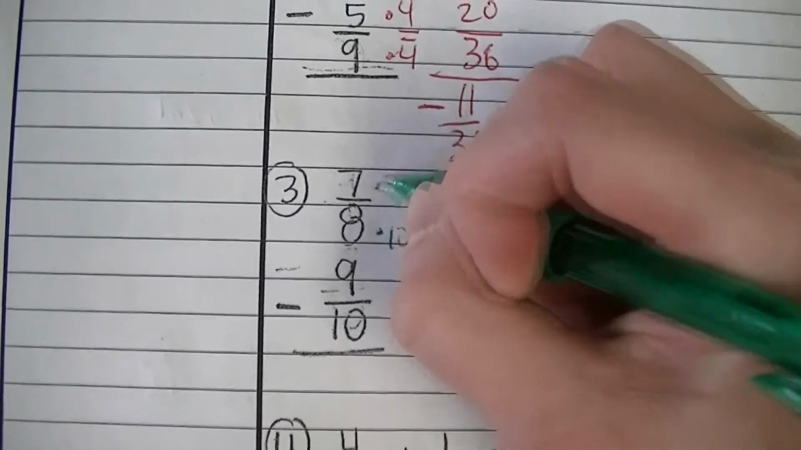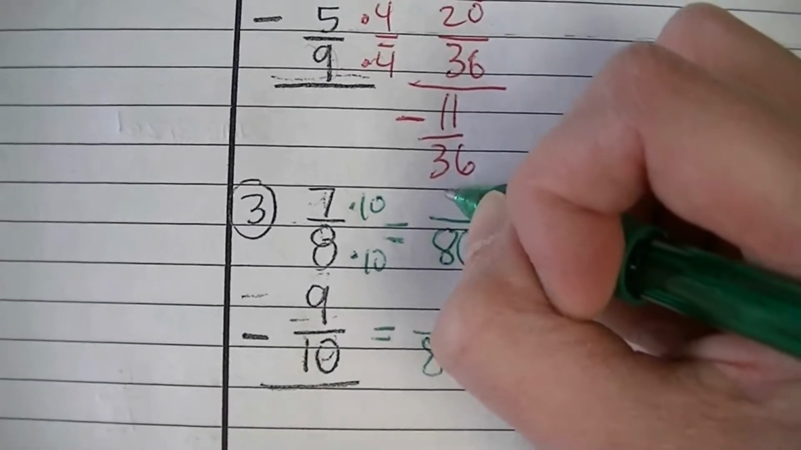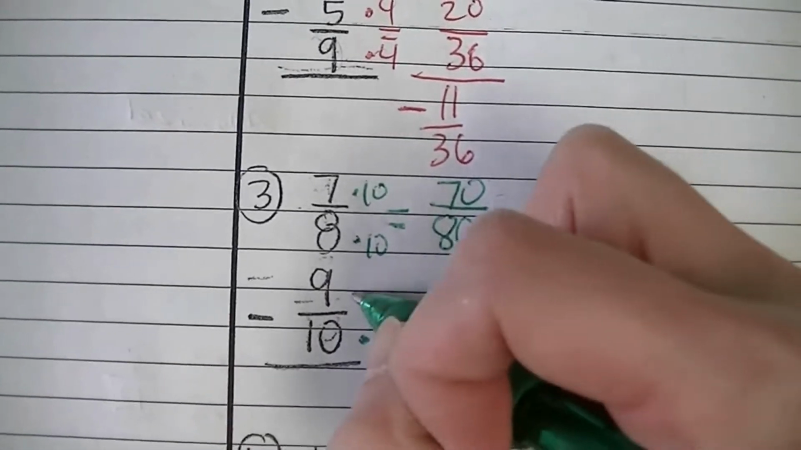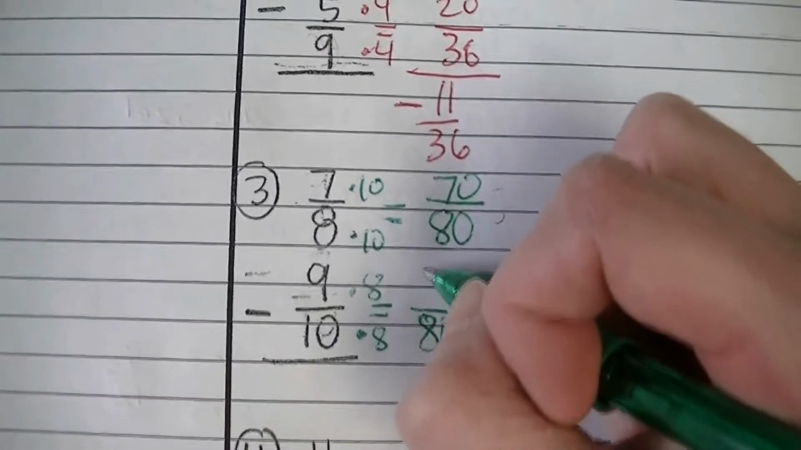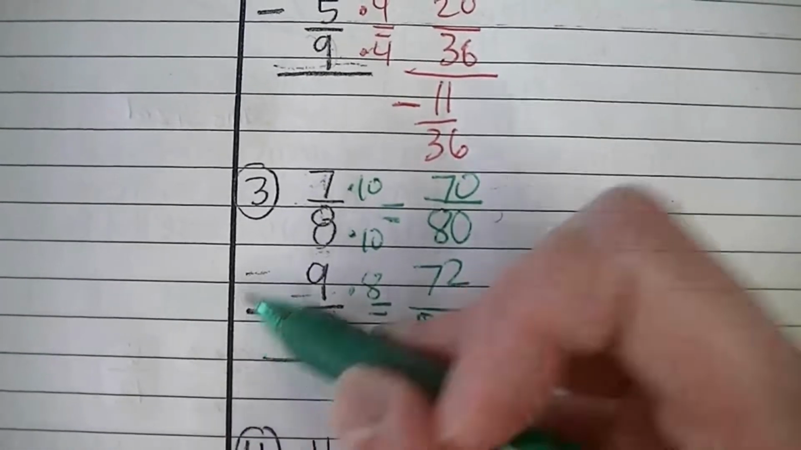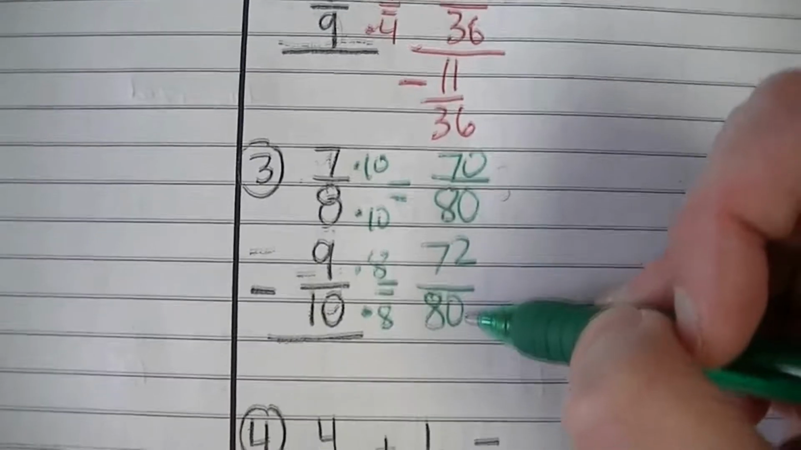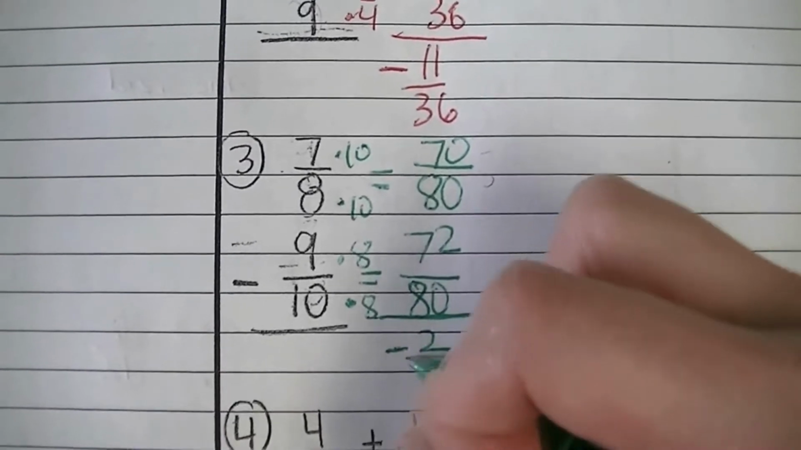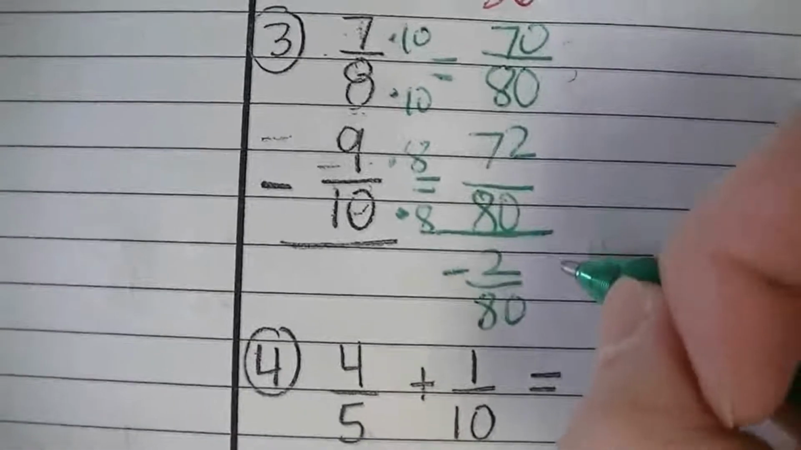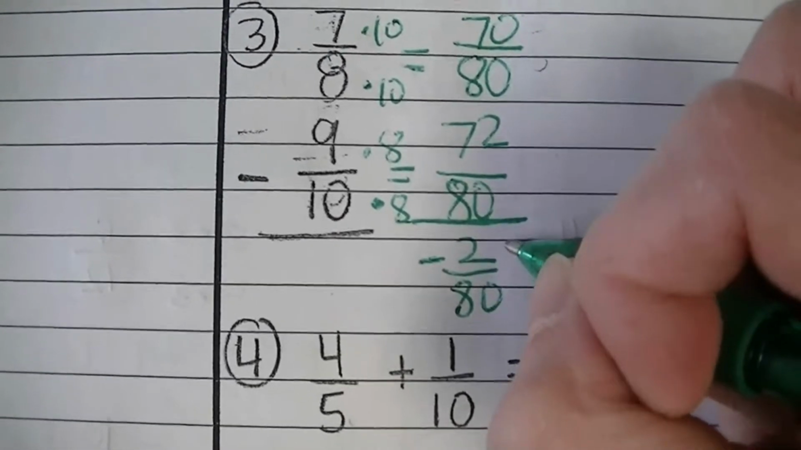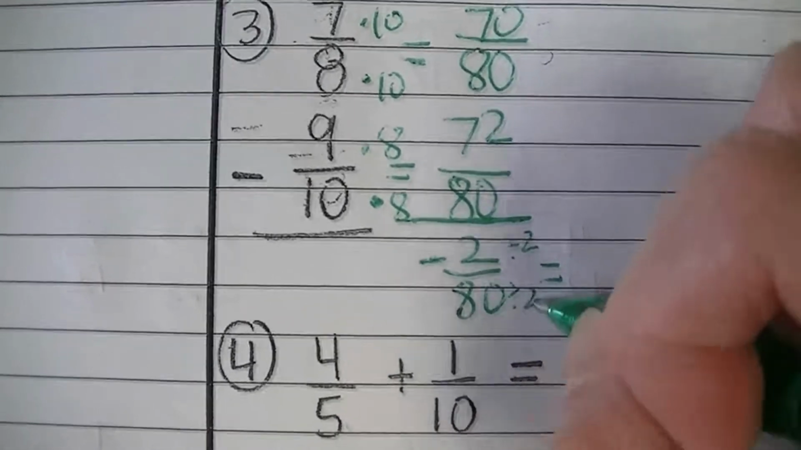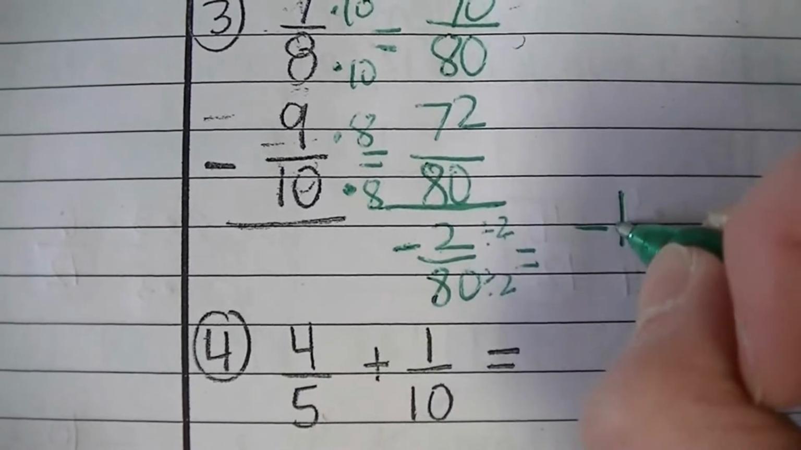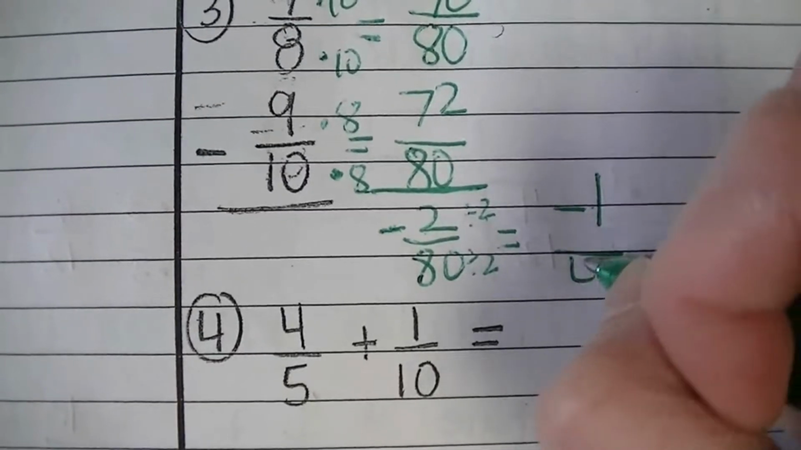So multiply numerator and denominator by 10 for that 7/8 one, and you would get 70/80. Multiply the numerator and denominator by 8 for 9/10, and you would get 72/80. Remember, we're subtracting. So 70/80 minus 72/80 is negative 2/80. And we can simplify that. I'm going to divide the numerator and denominator by 2, and that would leave me negative 1, because negative 2 divided by positive 2 is a negative, so negative 1/40.